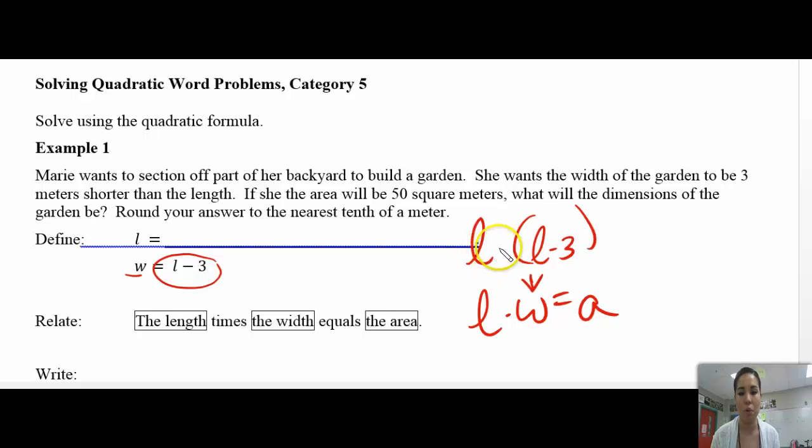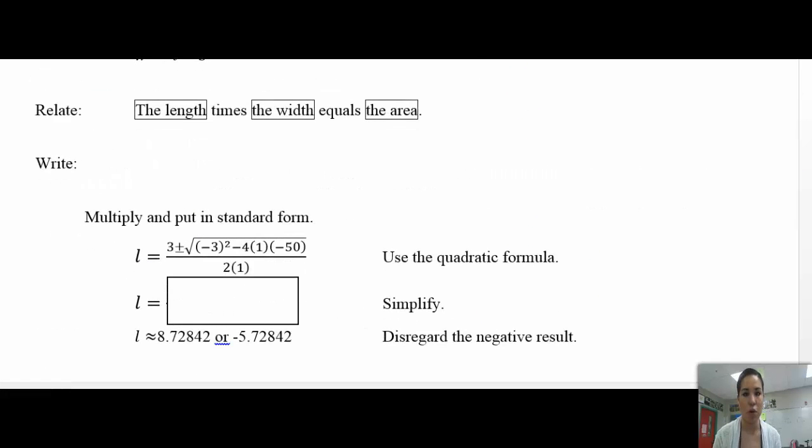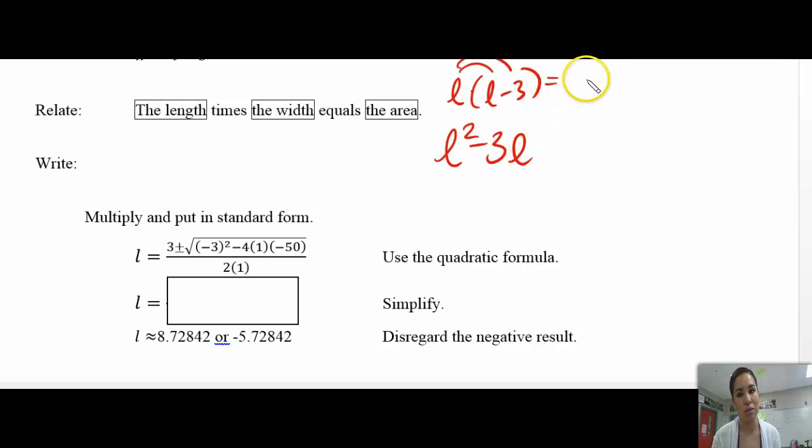So what would we have? We would have L times L minus 3. So let's go from there. I'm going to write it over here. We have L times L minus 3. If I distribute that, that would be L squared minus 3L. Now we know that this is equal to the area that we want, which in this case is 50. So I'm going to go ahead and set that equal to 50.